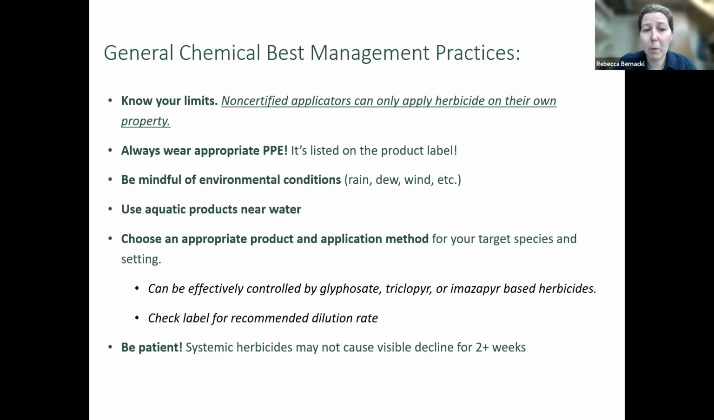And finally, and probably most importantly, be patient. These herbicides that we're going to talk about are systemic herbicides. So they don't kill the plant just where they touch it. They actually get absorbed into that plant tissue and translocated down to the roots. Because of that, it can take 2 to 3 weeks sometimes for us to see visual signs of decline. So if you treat your plants and you come out the next weekend and it's still looking healthy, don't despair. It just takes some time for that herbicide to get down and do its job.